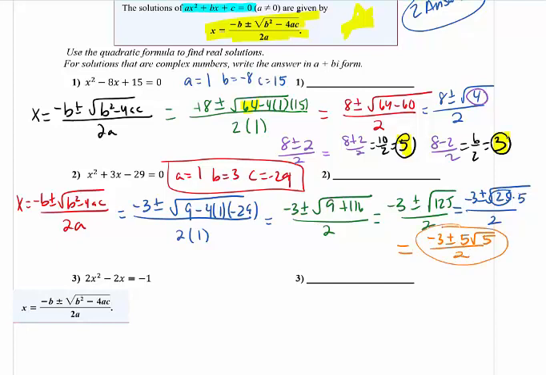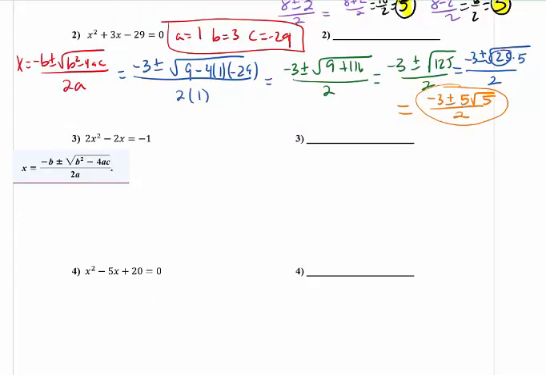If you had done this problem using the completing the square technique, which is 11.1, you would have had a negative 3 over 2 plus or minus 5 radical 5 over 2. You would have ended up with the same answer. They just would have been 2 terms.